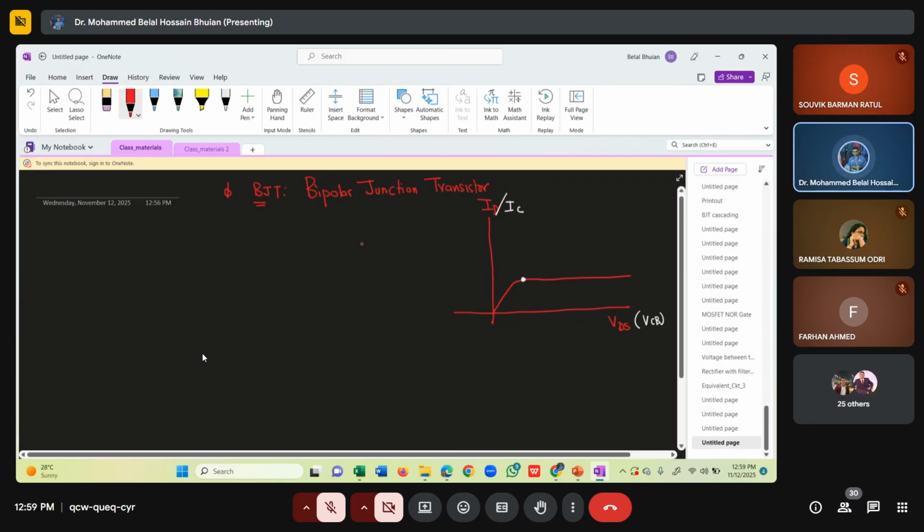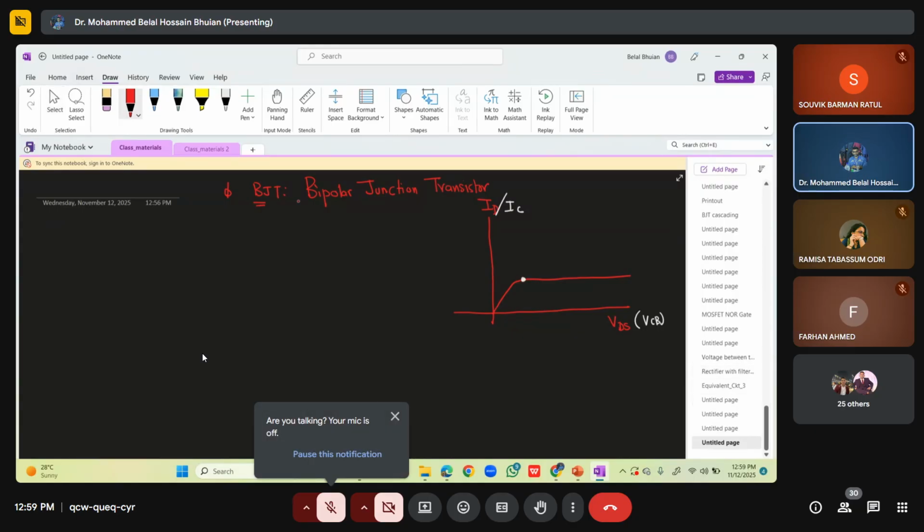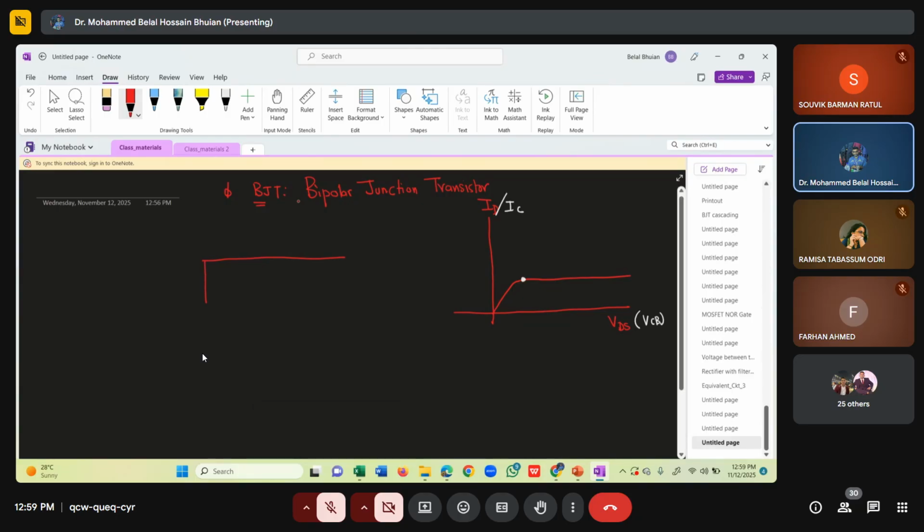But first of all, we're going to start with the construction. A BJT is a three-terminal device. It consists of three layers: layer one, layer two, and layer three. It's a three-layer device, and the layers are of opposite, alternating type.